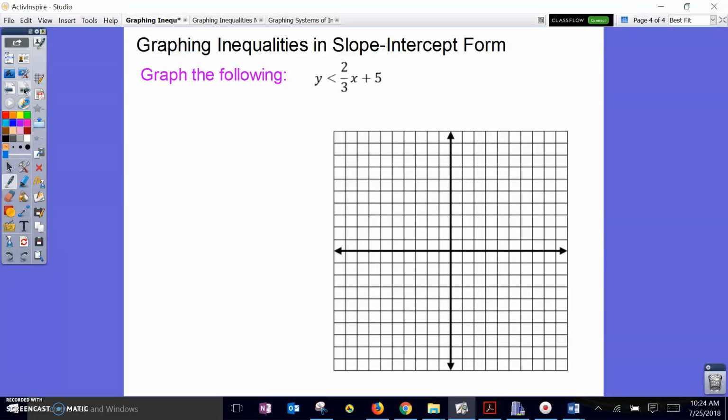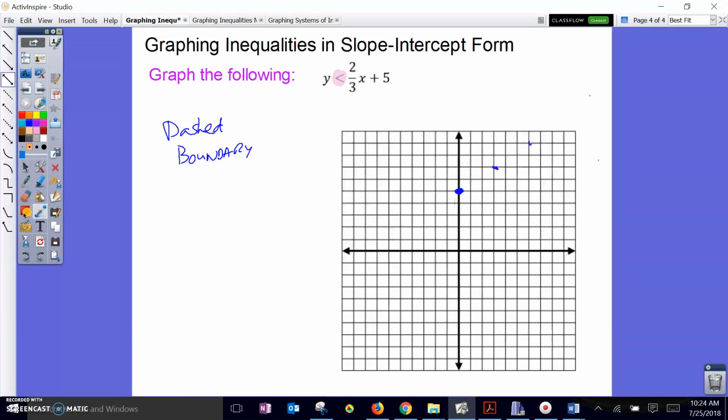Alright, one more example of graphing an inequality in slope-intercept form. Y is less than 2/3 x plus 5. We look at the inequality sign. It tells us it's going to be a dashed boundary since there's no equal to portion. And then we're going to draw the boundary. Y equals 2/3 x plus 5, y-intercept at 5, and a slope of 2/3. So I'm going to go up 2 and over 3 to the right, up 2 and over 3 to the right. And then I'm going to draw a dashed boundary line through those points.